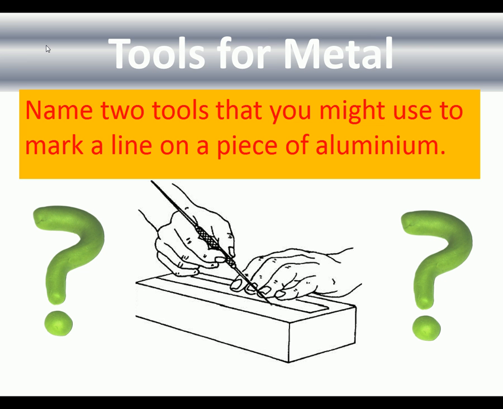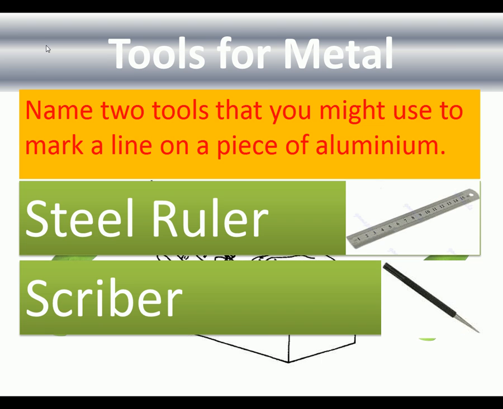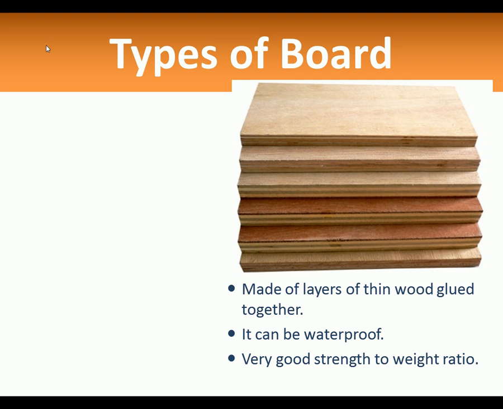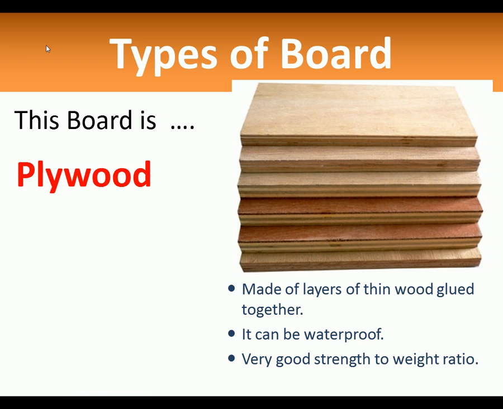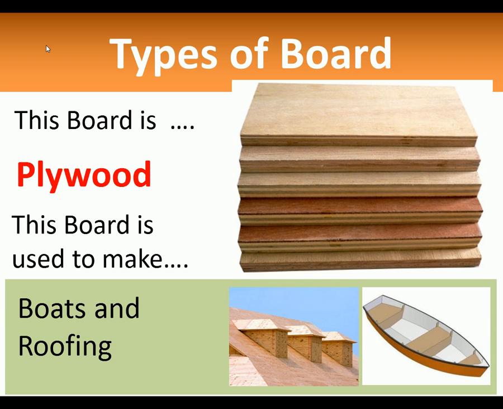Tools for metal. Name 2 tools you might use to mark a line on a block of aluminium. They are a steel ruler and a scriber. Types of board. This board is made from thin layers of wood glued together. It can be waterproof. It has a very good strength to weight ratio. It is plywood. This board is used to make boats and roofing.